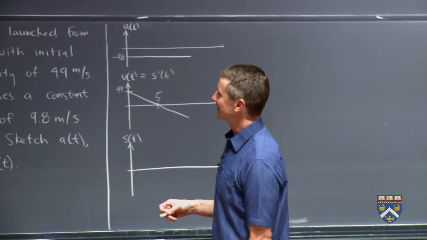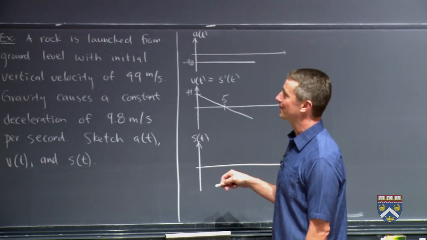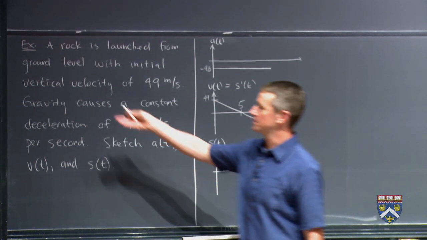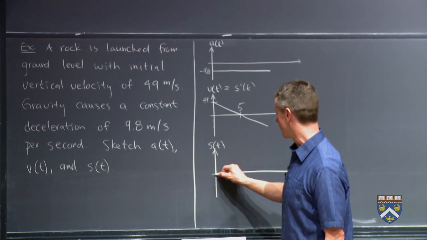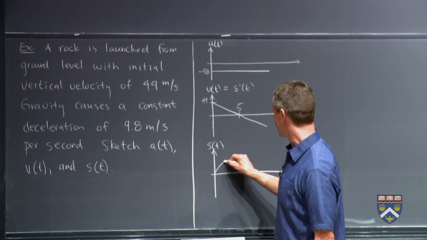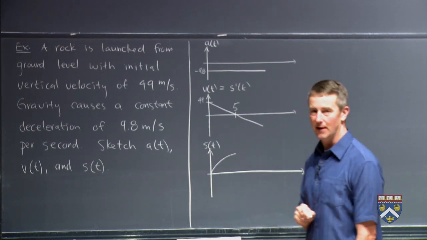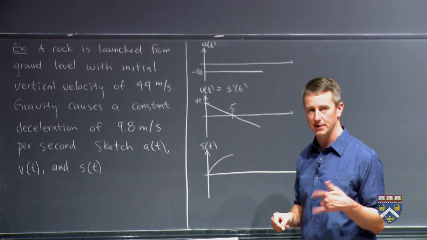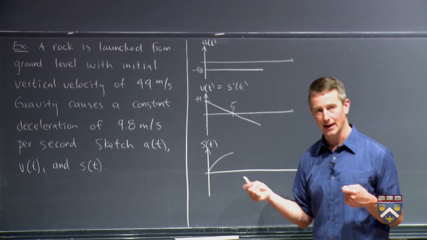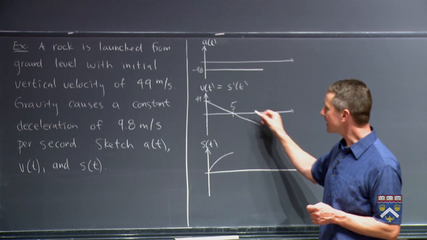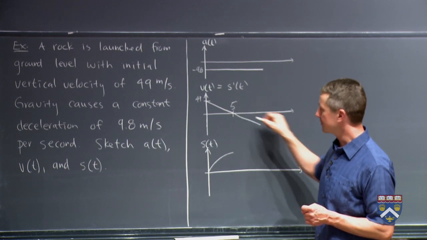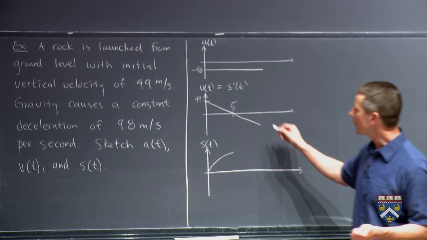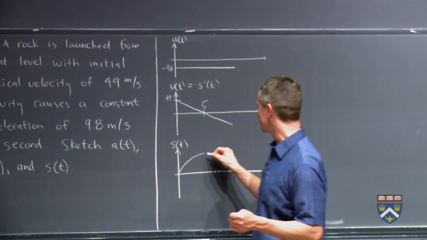Now let's sketch the graph of s. So in this case, do we know where to start the graph of s? And this time, the answer is yes, because we're launched from ground level. So we know s of 0 is 0. And the first 5 seconds look the same as the first 3 seconds of our previous example, because s prime is positive and decreasing. So according to our chart, s should be increasing concave down. Now the second part of the graph, s prime is still decreasing, meaning s is still concave down according to the chart, but now s prime is negative, meaning s is now decreasing.